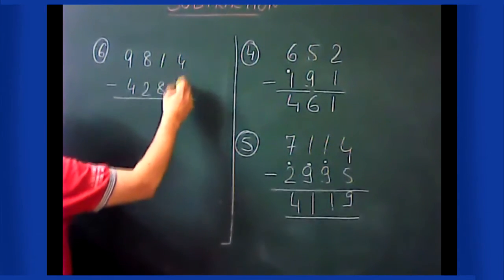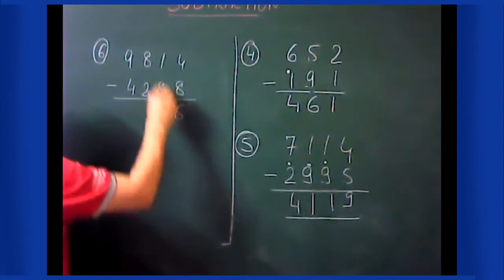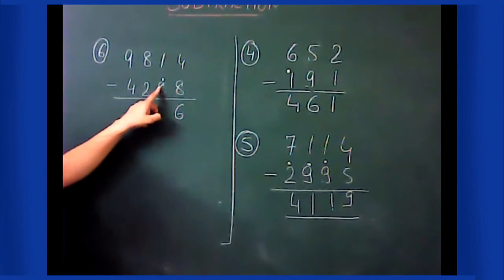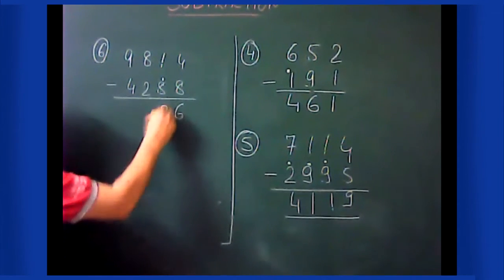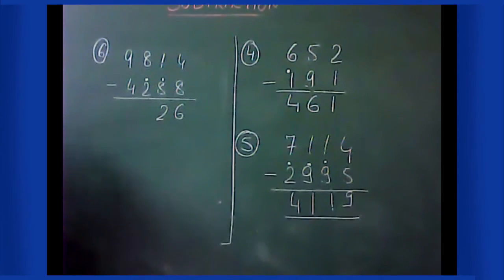This is 4 and 8. So the best friend of 8 is 2. 2 plus 4 is 6. We will put a dot over here. This becomes 9 and the best friend of 9 is 1. So 1 plus 1 is again 2, and I have to put a dot over here since I took the best friend in the previous step.